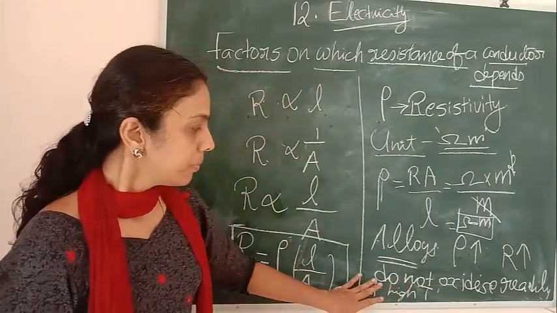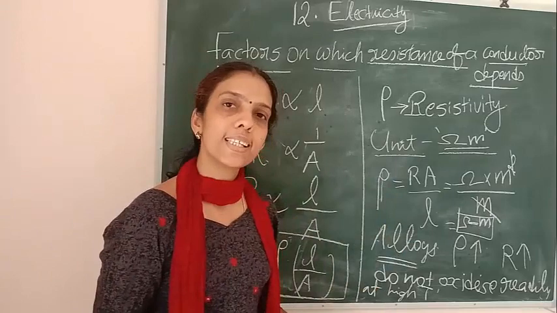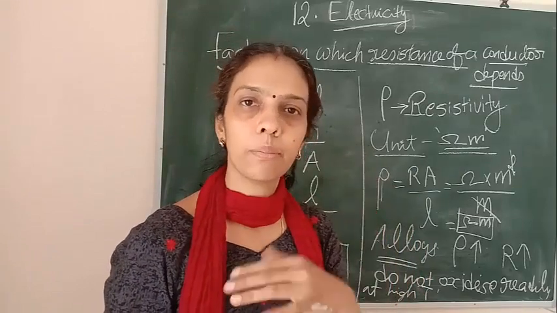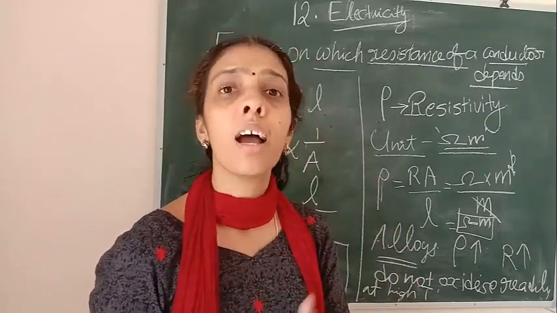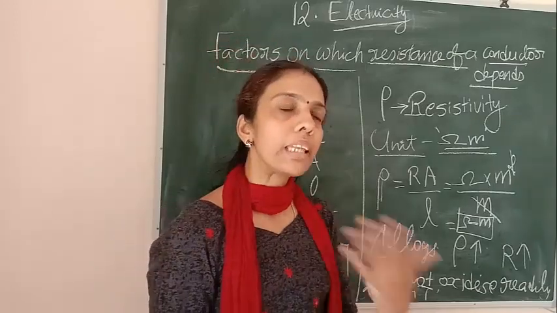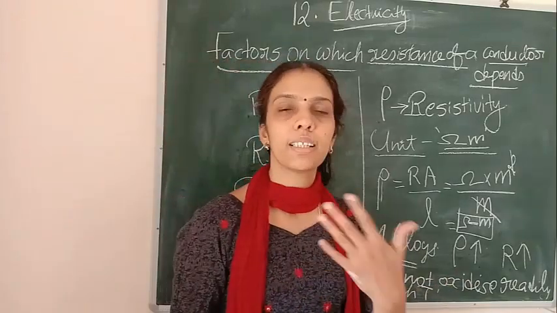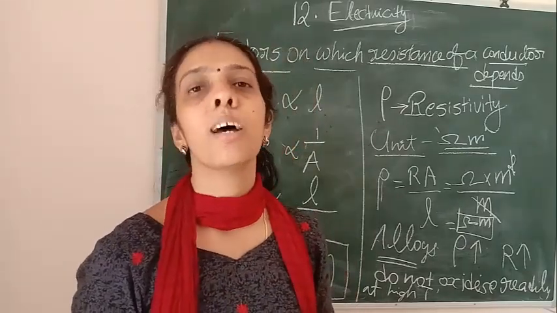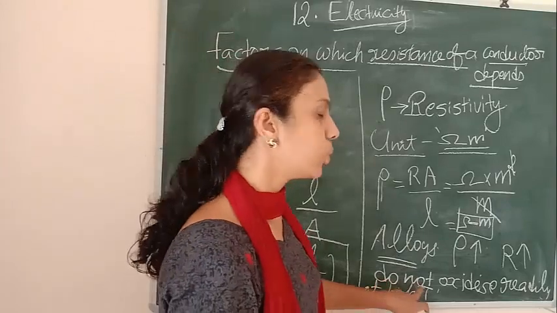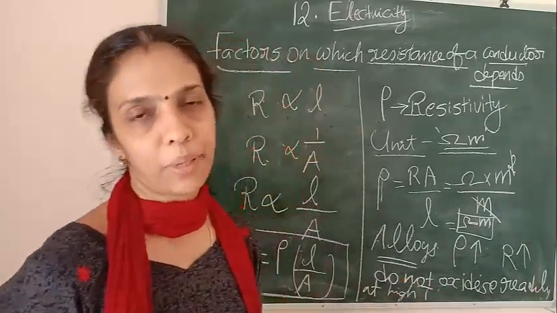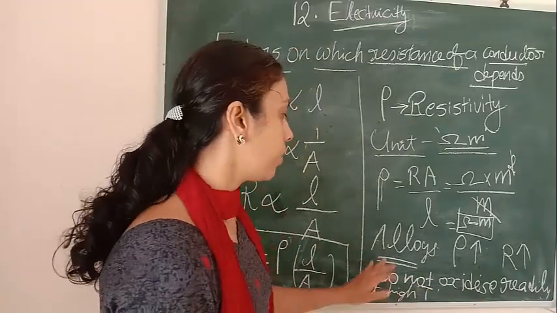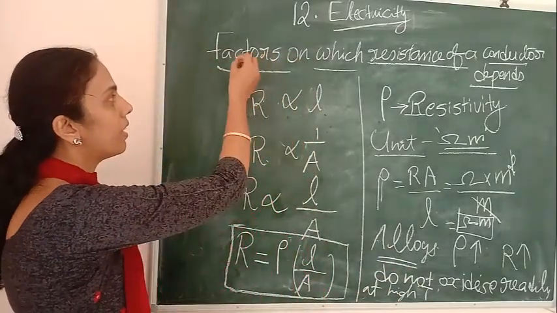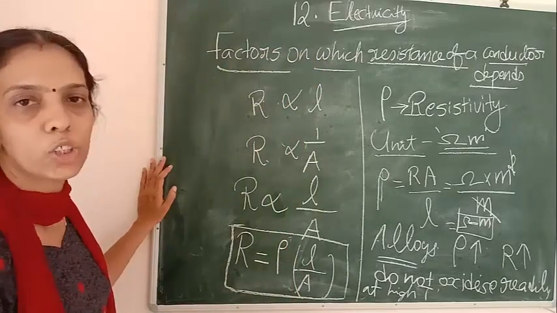Now, as resistivity increases, what will happen? Resistance also will increase. So alloys or metals with higher resistivity will have a high heating effect also. Many metals and alloys have this high heating effect, but still we are using alloys in our heating devices. What is the reason for that? Because alloys do not oxidize readily at high temperature. Even if it has high temperature, alloys won't oxidize easily. Clear now? Okay. So that comes under the factors on which resistance of a conductor depends.